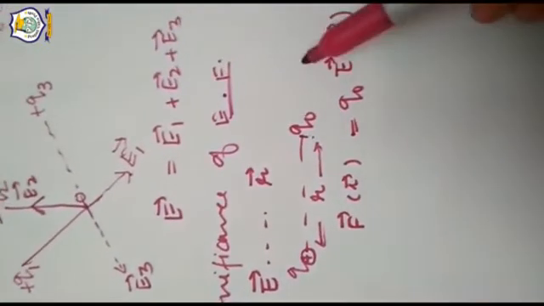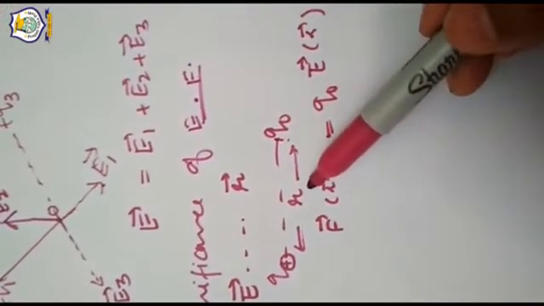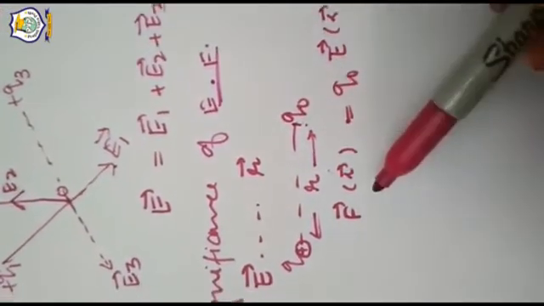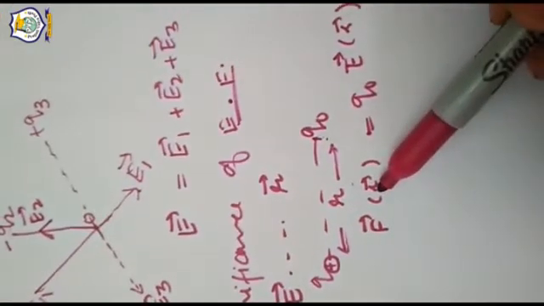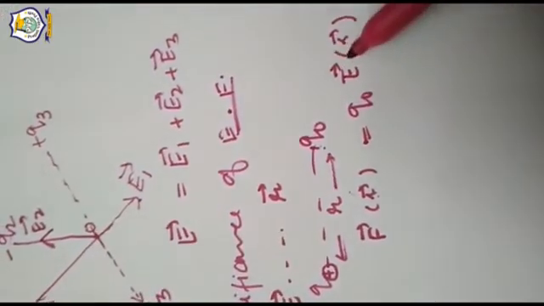See, if we know the electric field intensity at this point at a distance r where Q0 is placed, then we can easily find out the force, and we can also find the direction of force because direction of E and F are same.